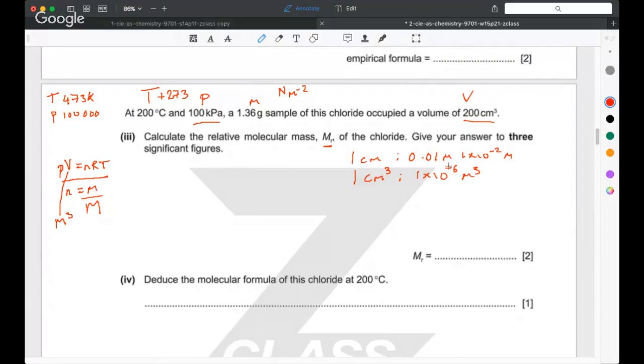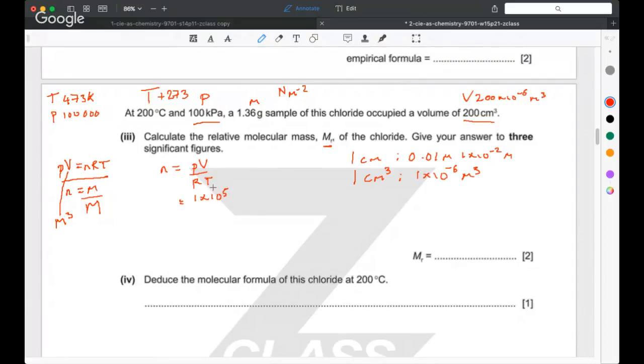All right, so this is going to be not 200 centimeters cubed, but 200 times 10 to the minus 6 meters cubed. Now, if we plug all those in, we need to rearrange. We're trying to get N, the amount, the number of moles, to be the subject of the equation. So rearranging that gives us PV over RT. So P, well, that's now 1 times 10 to the 5, isn't it?